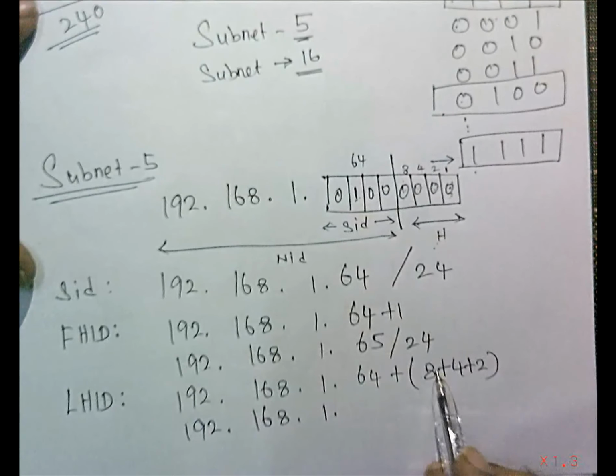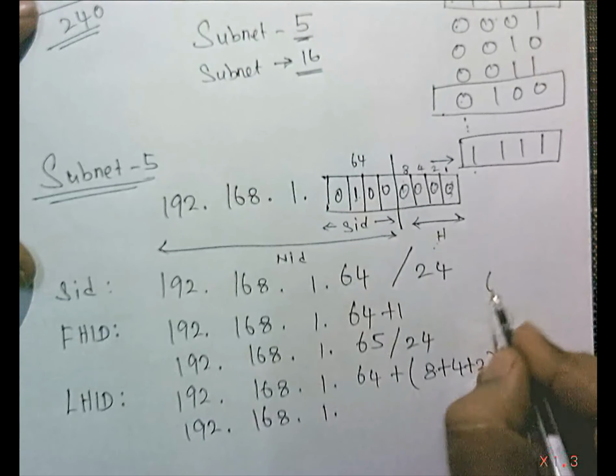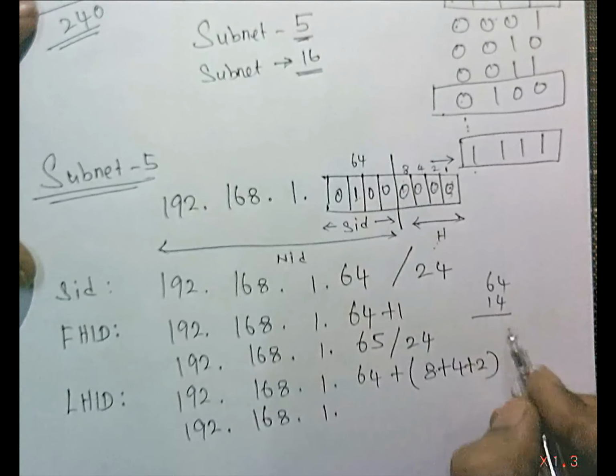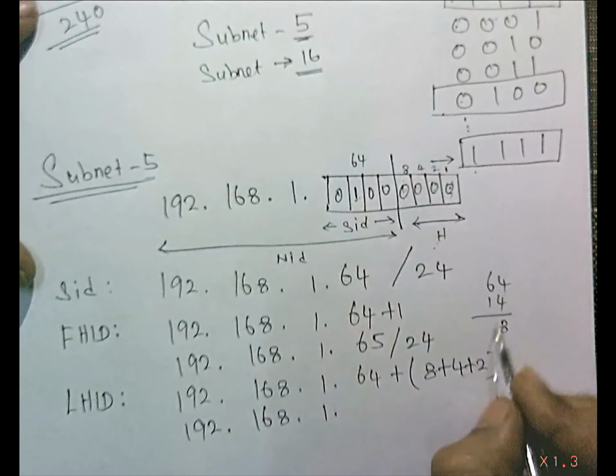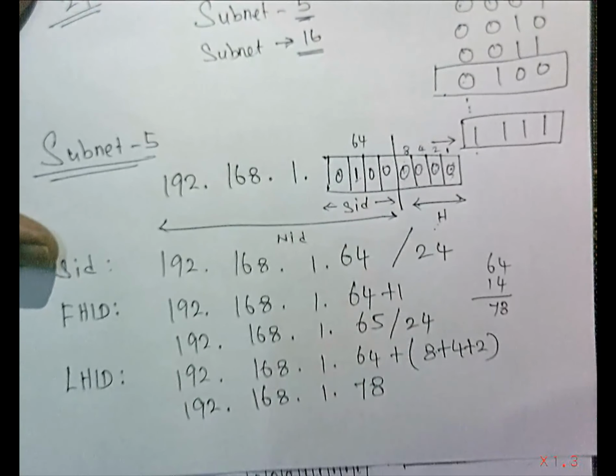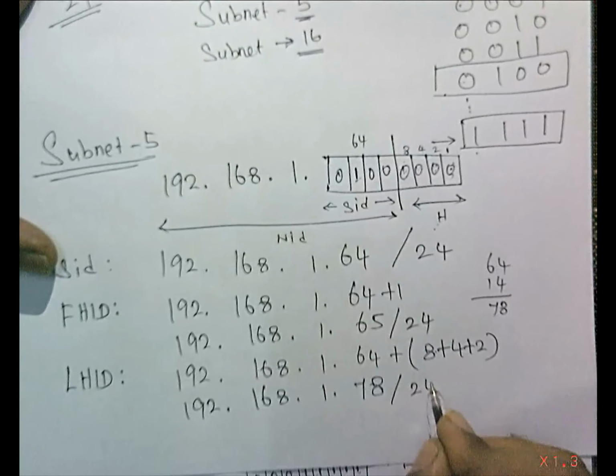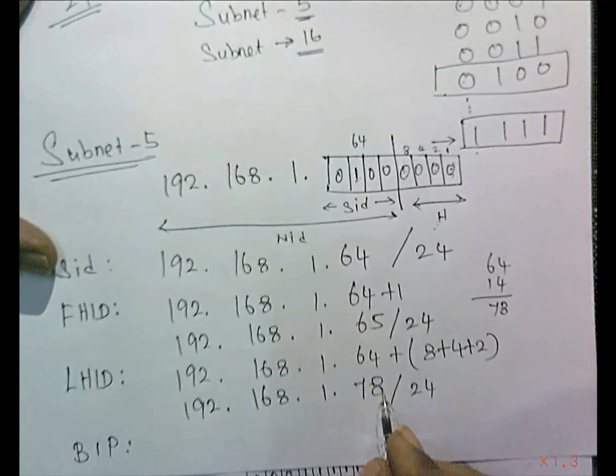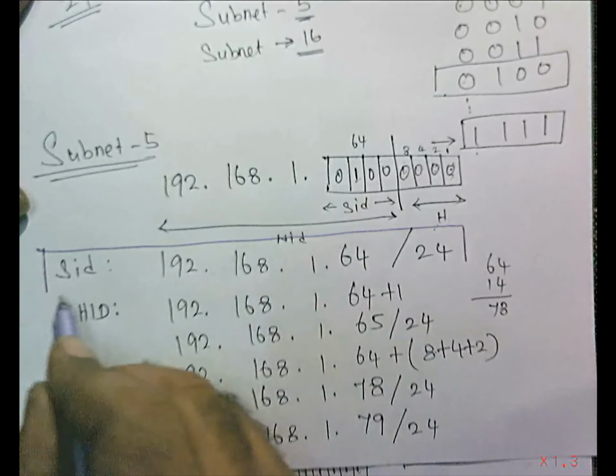So 192.168.1 dot. 8 plus 2, 10, 14. So 64 plus 14 I'm going to add. So 78. So this is going to be your last host ID, slash 24. So what is the broadcast IP address? The broadcast IP address is very clear. Directly you can add 1 with this and write it: 192.168.1.79. So this is going to be your broadcast IP address, slash 24.